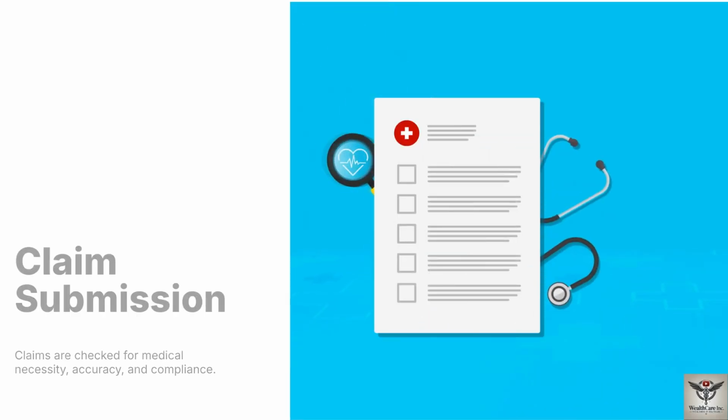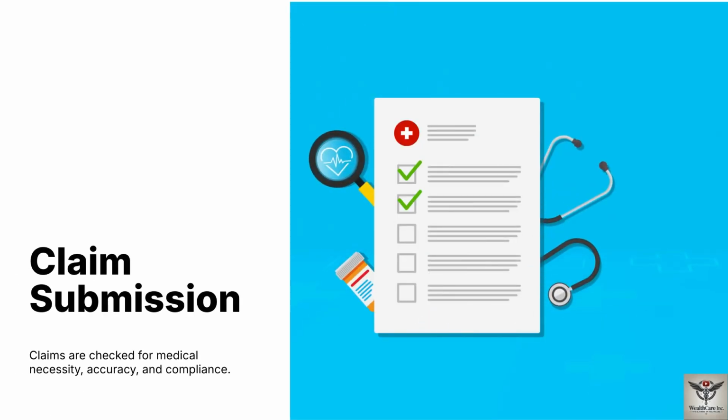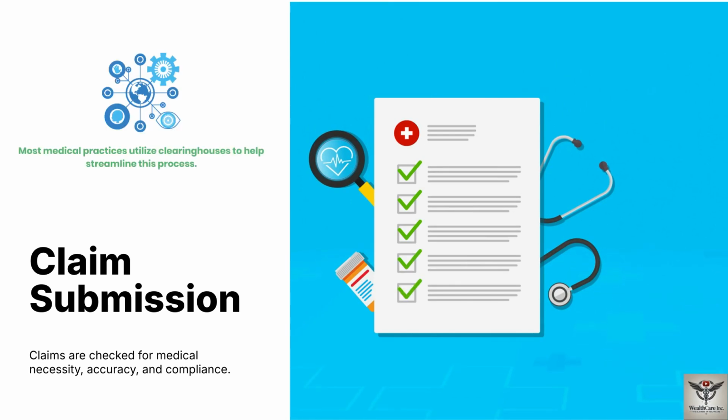Once the claim is put together, it's sent to the insurance company. There, it's reviewed for medical necessity, accuracy, and billing compliance. Many medical offices use clearinghouses or third-party vendors to help with data transmission. If there's a mistake, like a coding error, it's returned for correction.